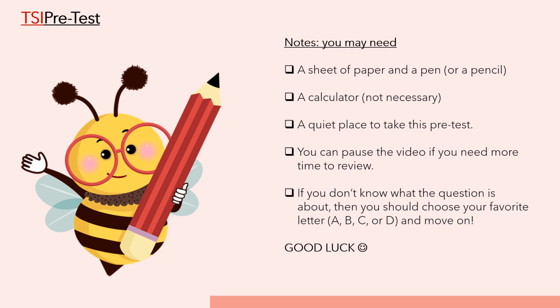So you may need a sheet of paper and a pen or a pencil. A calculator is not necessary to have. A quiet place to take this pre-test. You can pause the videos if you need more time to review. If you don't know what the question is about, then you should choose your favorite letters A, B, C, or D and move on. Good luck. Let's start.